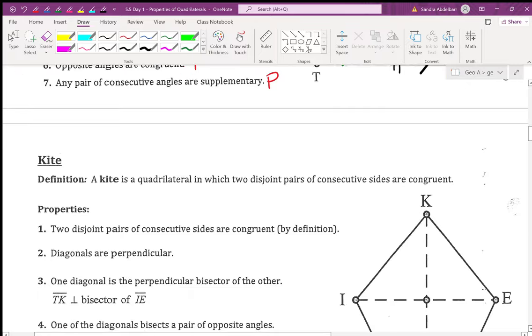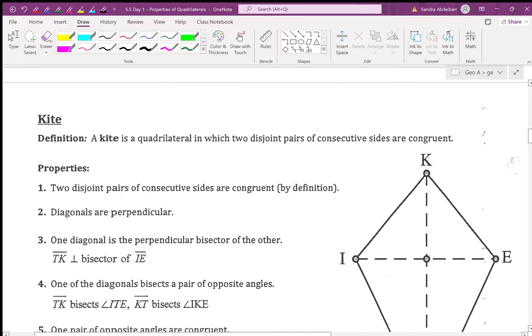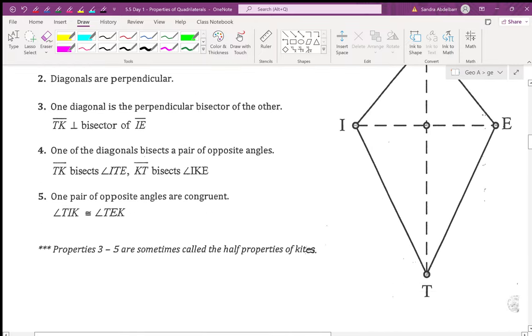Actually, I'm going to come back to the kite. Kite is the worst one. I'll warn you from now. Kite is the worst one. We'll come back to the kite.